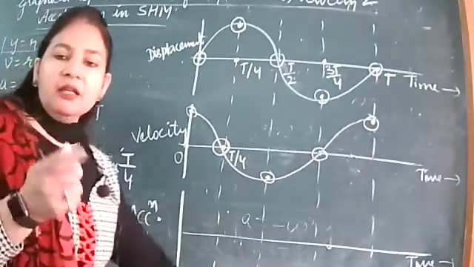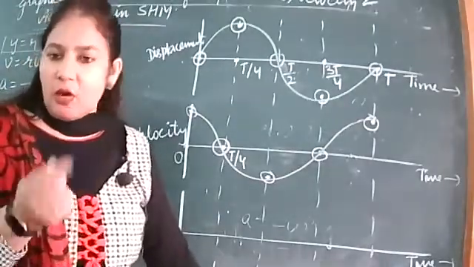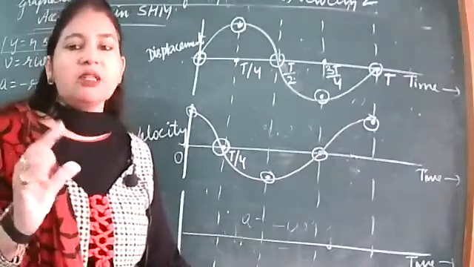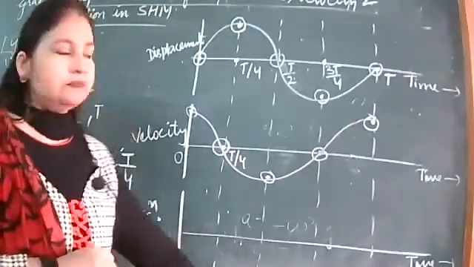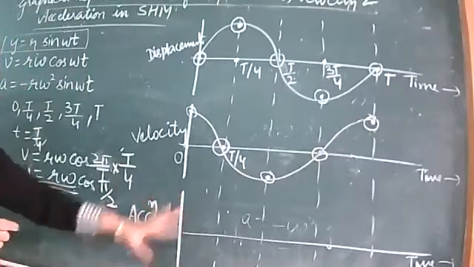क्योंकि आपको पता है साइन में 90 ऐड करें तो कॉस बन जाता है, कॉस में 90 करें तो साइन बन जाता है. तो इन दोनों में कितना फेज डिफरेंस होता है? 90 डिग्री. So I hope these two are clear to you.